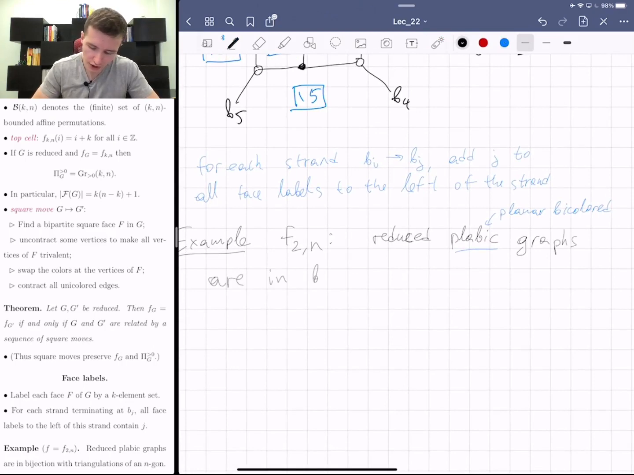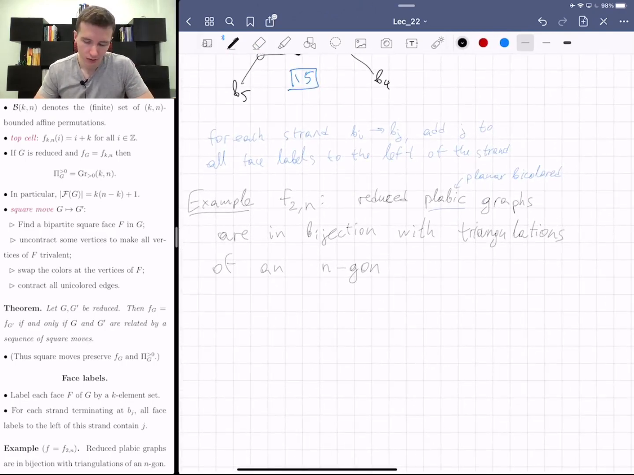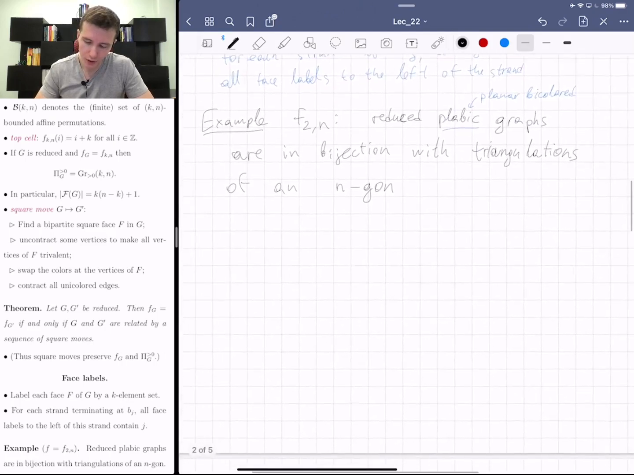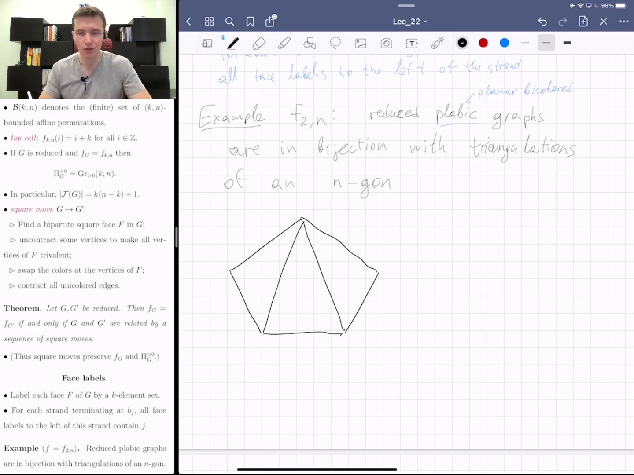So reduced plabic graphs are in bijection with triangulations of the n-gon. So what is the bijection? Let's say I'm going to try this. Okay, I haven't tried this at home, so I may not be able to do this properly. So let's say you take a triangulation.